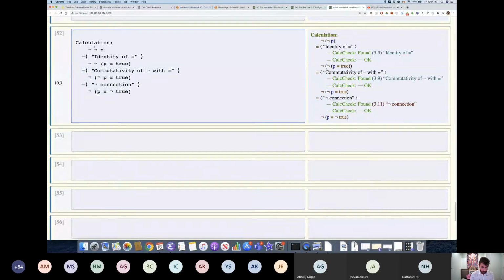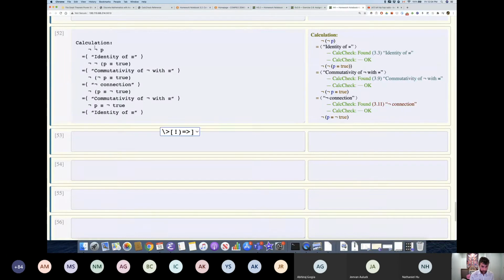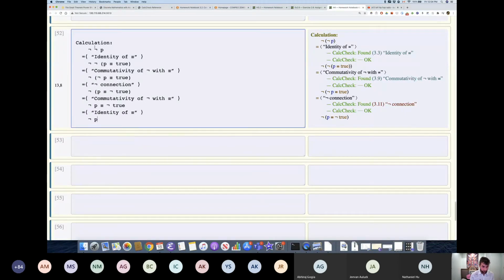And what else can we do? We can say commutativity of that guy equals ¬P equivales ¬true. And then we can say no problem. We have the identity of that guy, and that's ¬P equivales true equivales ¬true. Let me add in some parentheses to make it clear what I'm talking about. This is what I'm saying. Let's do a proof check.